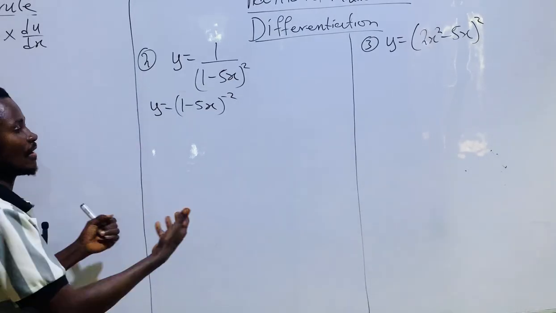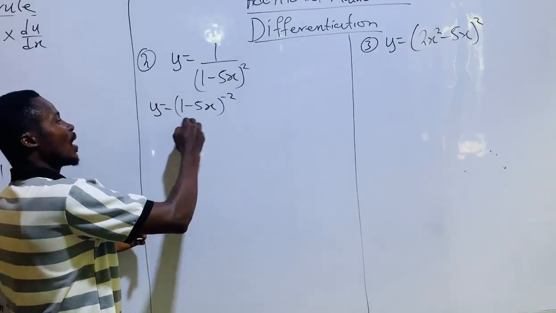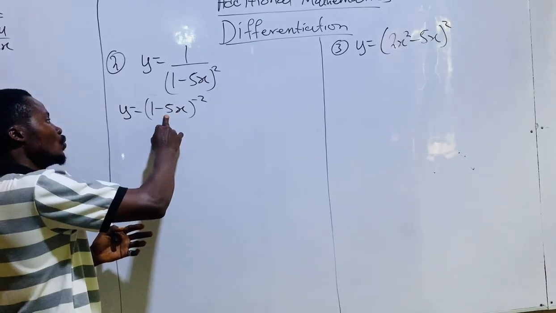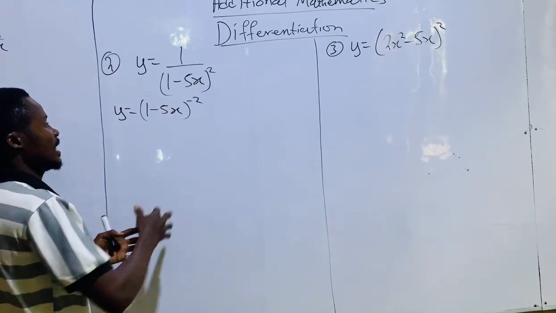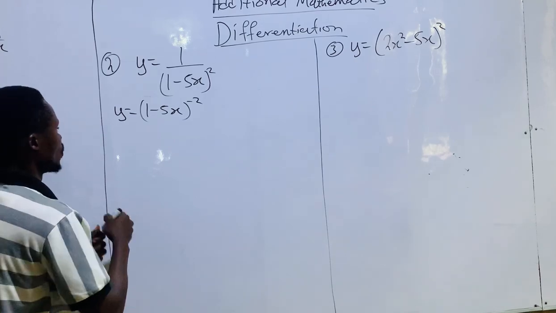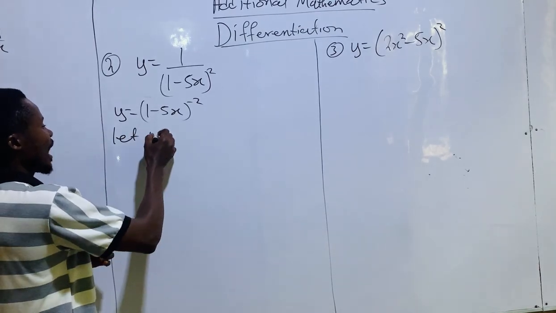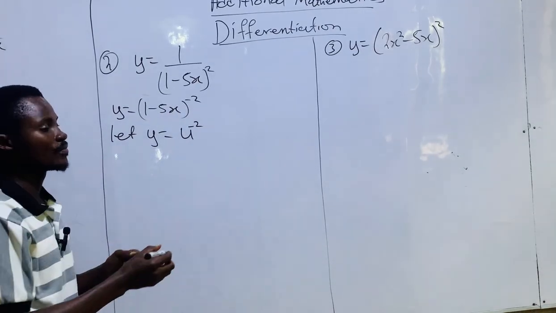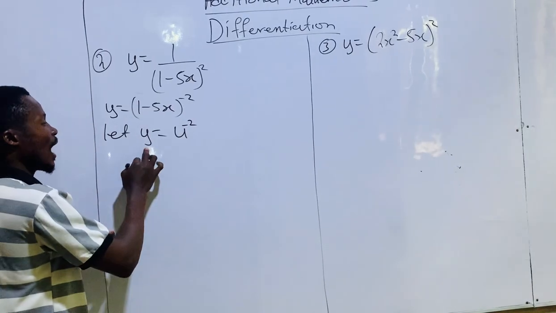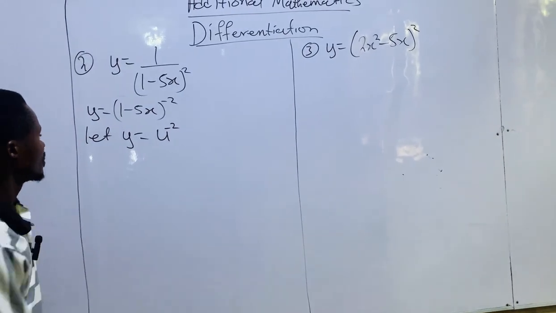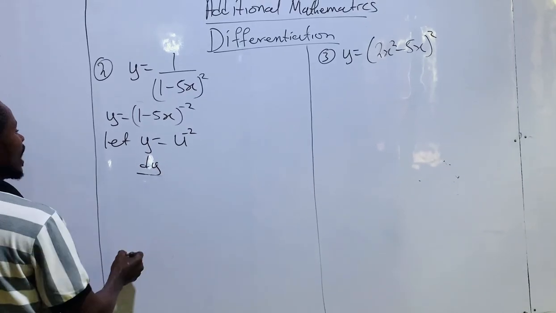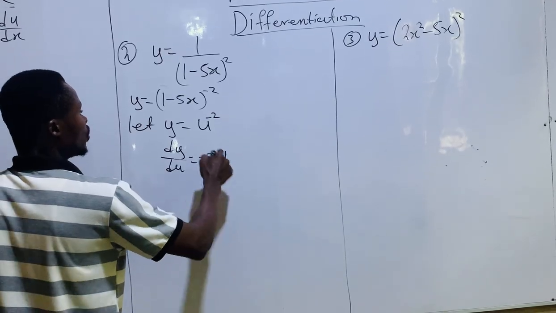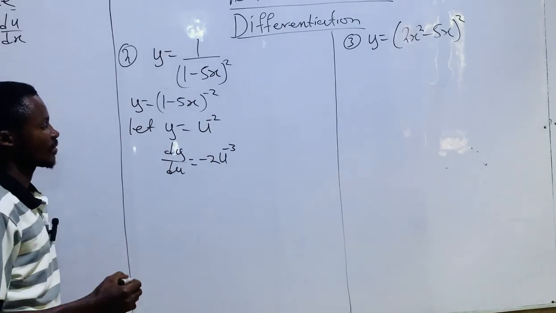So now, as we have learned in example 1, this is our y function, and then this is our u. But at the replacement of u, we have 1 minus 5x. And then the exponent of the u is this. So we start by letting y equal to the u function with exponent minus 2. Then we are going to differentiate y with respect to u. So we get dy over du equal to minus 2u exponent minus 3.